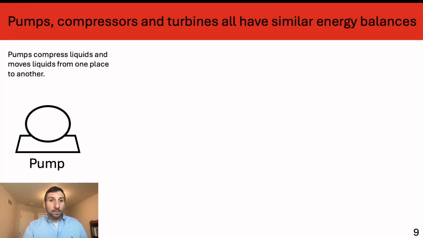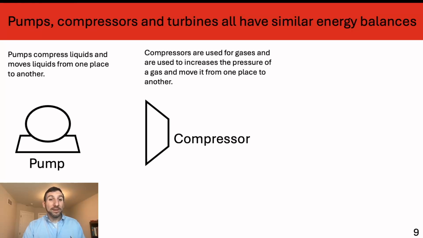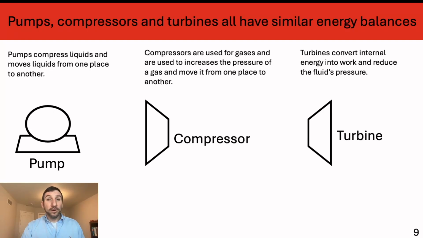So a pump is something that's going to compress a liquid and move a liquid from one place to another. Similarly, we've got a compressor, which is going to do the same exact thing, except now it's going to do it for gases. And usually for a compressor, it's also going to heavily increase that pressure. And finally, you have a turbine. Now, a turbine is going to convert internal energy into work, and by doing so, it's going to end up reducing the pressure of your fluid.